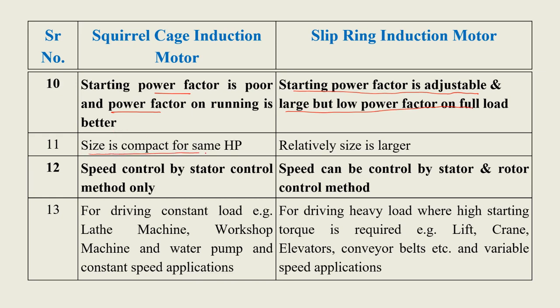Again, the size of squirrel cage motor is compact, and the size of slip ring induction motor is relatively bigger for the same capacity. For squirrel cage, speed control is by stator control method only, but in slip ring you can control by both stator as well as rotor. So what are the applications of squirrel cage induction motor? For driving constant load, for example lathe machines, workshop machines, water pumps, etc. And slip ring induction motors can be used at heavy loads where high starting torque is required, for example, lift, crane, elevators, conveyor belts.